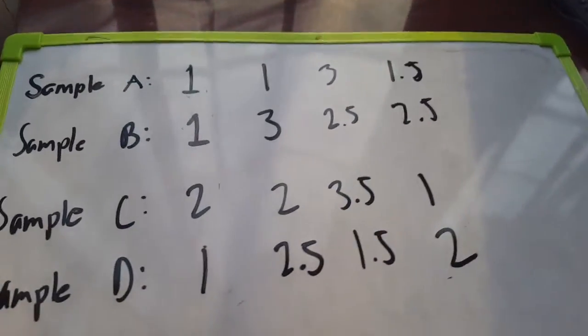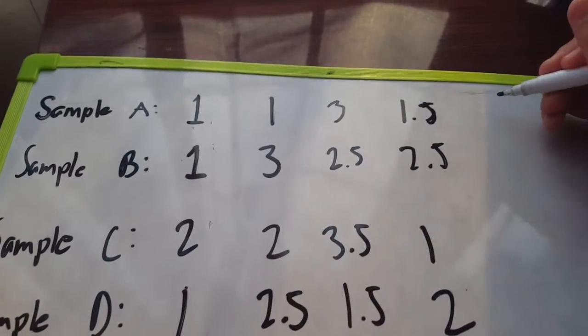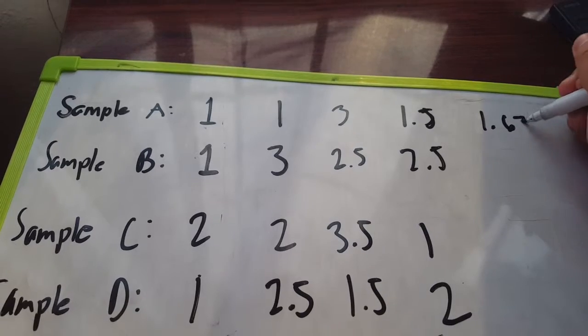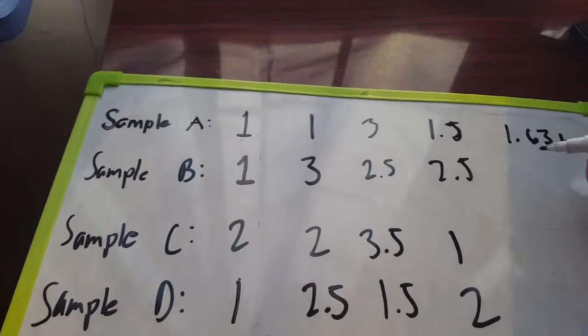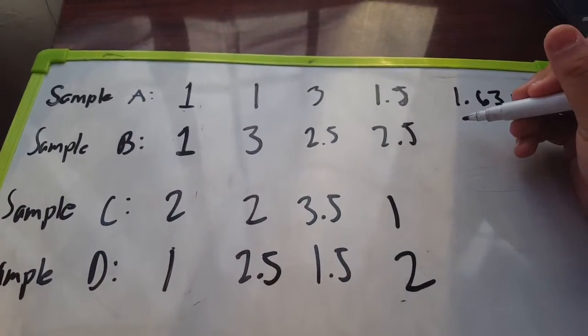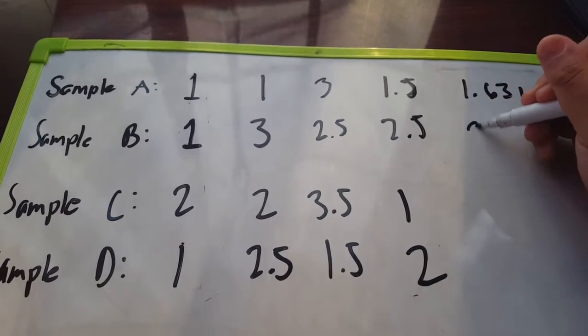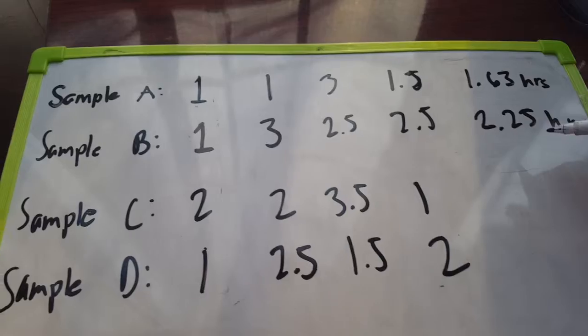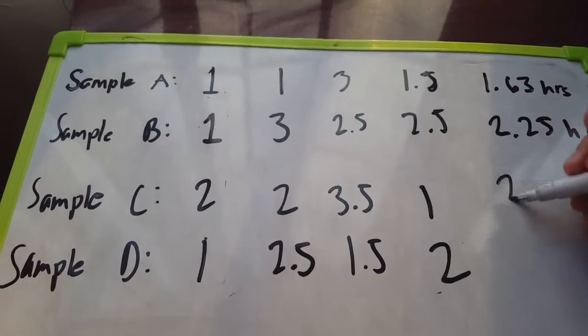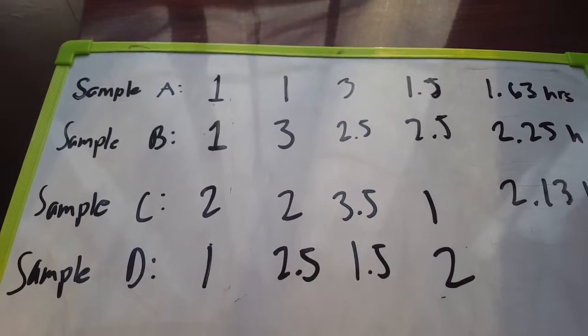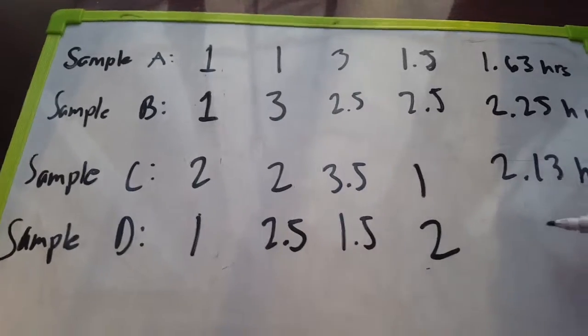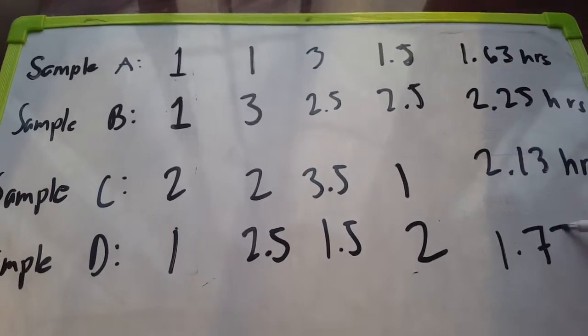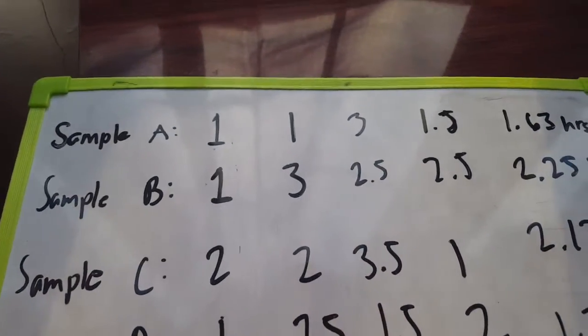So the sample mean of sample A would be 1.63 hours. The sample mean of B would be 2.25 hours. The sample mean of C, 2.13 hours. And the sample mean of D is 1.75 hours.